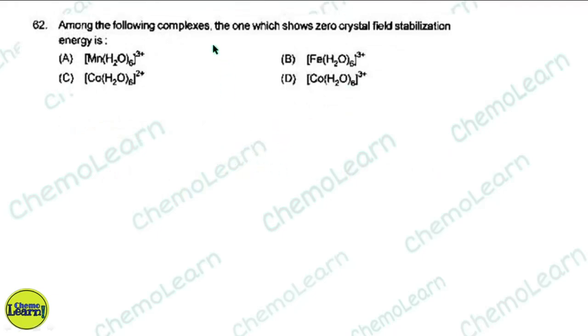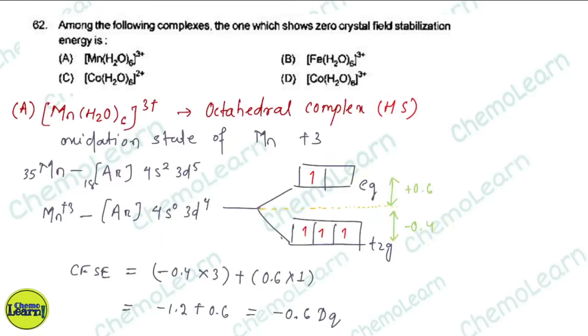Among the following complexes, the one which shows zero crystal field stabilization energy is, see, in the first option we have Mn(H2O)6 3 plus. We have to calculate crystal field stabilization energy. So it is an octahedral complex and it is a high spin complex. That means water is a weak field ligand.